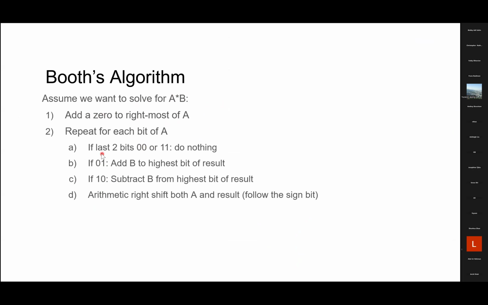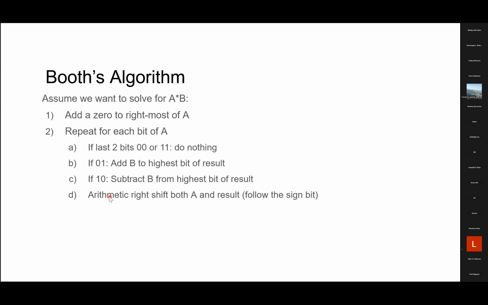So first of all, you check the last 2 bits. If it's 0, 0 or 1, 1, basically if it's the same, you do nothing. If it's 0, 1, then you add B to the highest bit of the result. If it's 1, 0, you subtract B from the highest bit of the result.